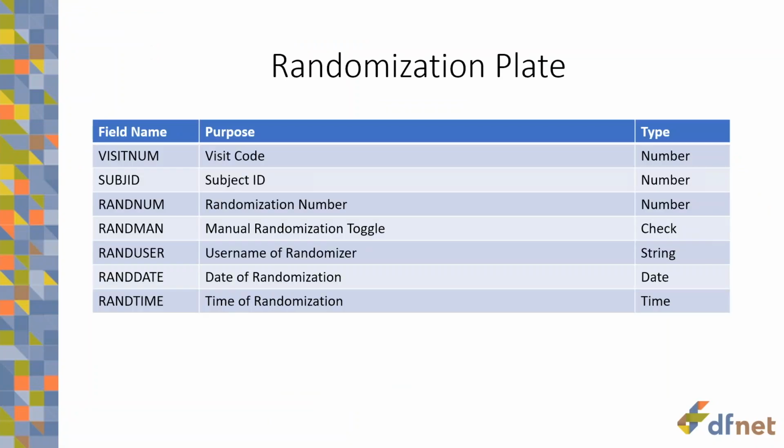So the first part is the randomization plate. This plate has an essential 7 fields: the visit number and the subject ID, which are key fields, and then the 5 randomization fields. So you have a randomization number, which is the number the user gets randomized to, a checkbox that toggles the manual randomization, so allowing users to manually provide a date and time of randomization, the randomization username field, the randomization date field, and the randomization time field.